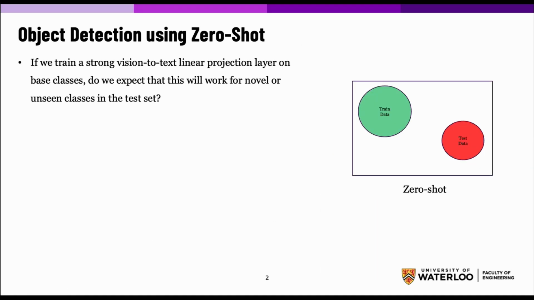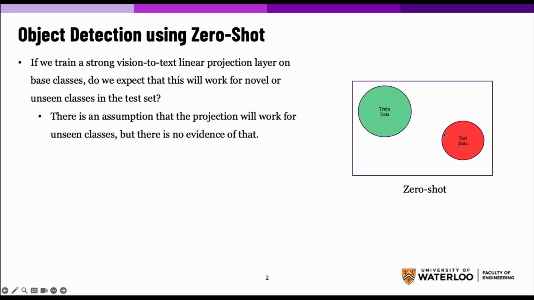So the question is, if we train a strong vision to text linear projection layer and it performs well on base classes, do we expect that this will work for novel and unseen classes? Here on the right, you can see that maybe the distribution of this data from the training differs significantly from the test. So the question is, if we train on this, will we be able to perform object detection on the test set? This is an assumption we make when we do these types of methods, but there's no evidence that this will work.